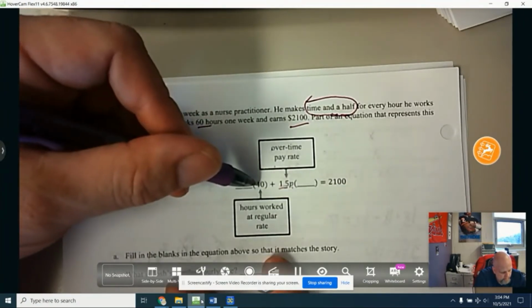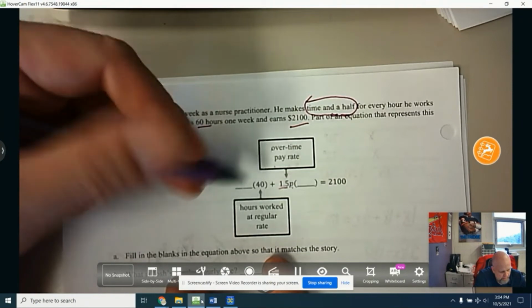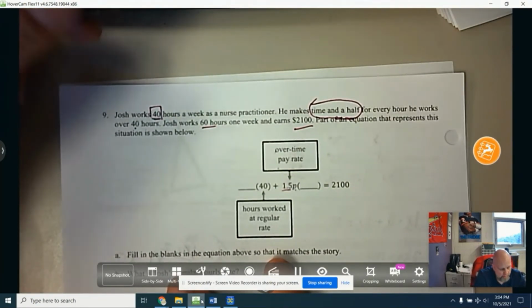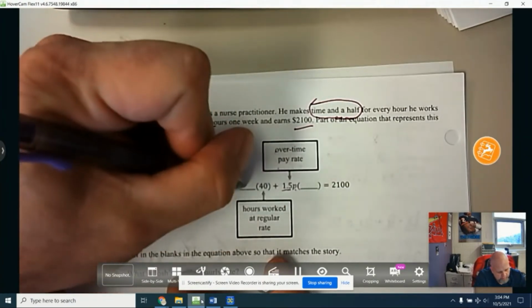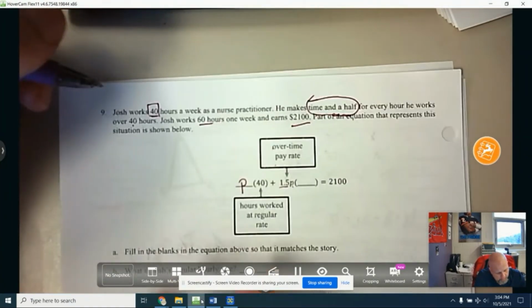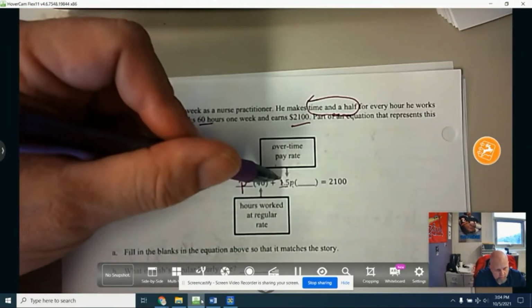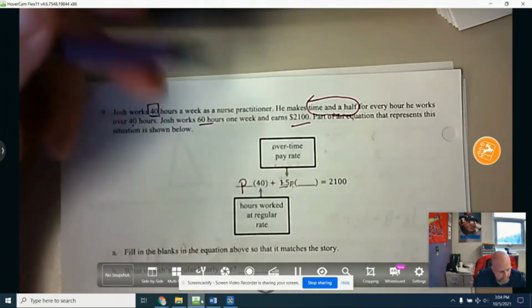Hours worked at a regular rate is 40. Now, nowhere in the story does it tell how much he makes per hour. So the variable we're using is the letter P. The P represents his normal pay rate. Overtime, he gets 1.5 times that pay rate.